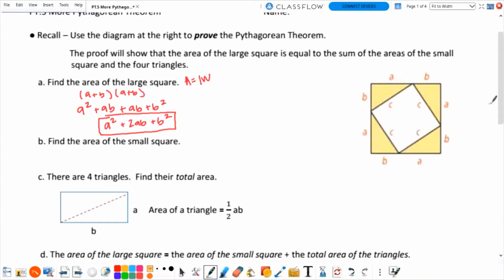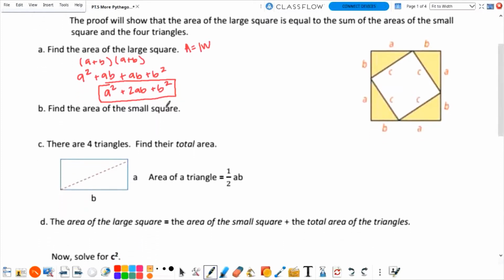All right, so that's the area of the large square. Then it says to find the area of the small square, which is the white. So each side is C. So once again, length times width, but it's just going to be C times C. So C times C gives us C squared.